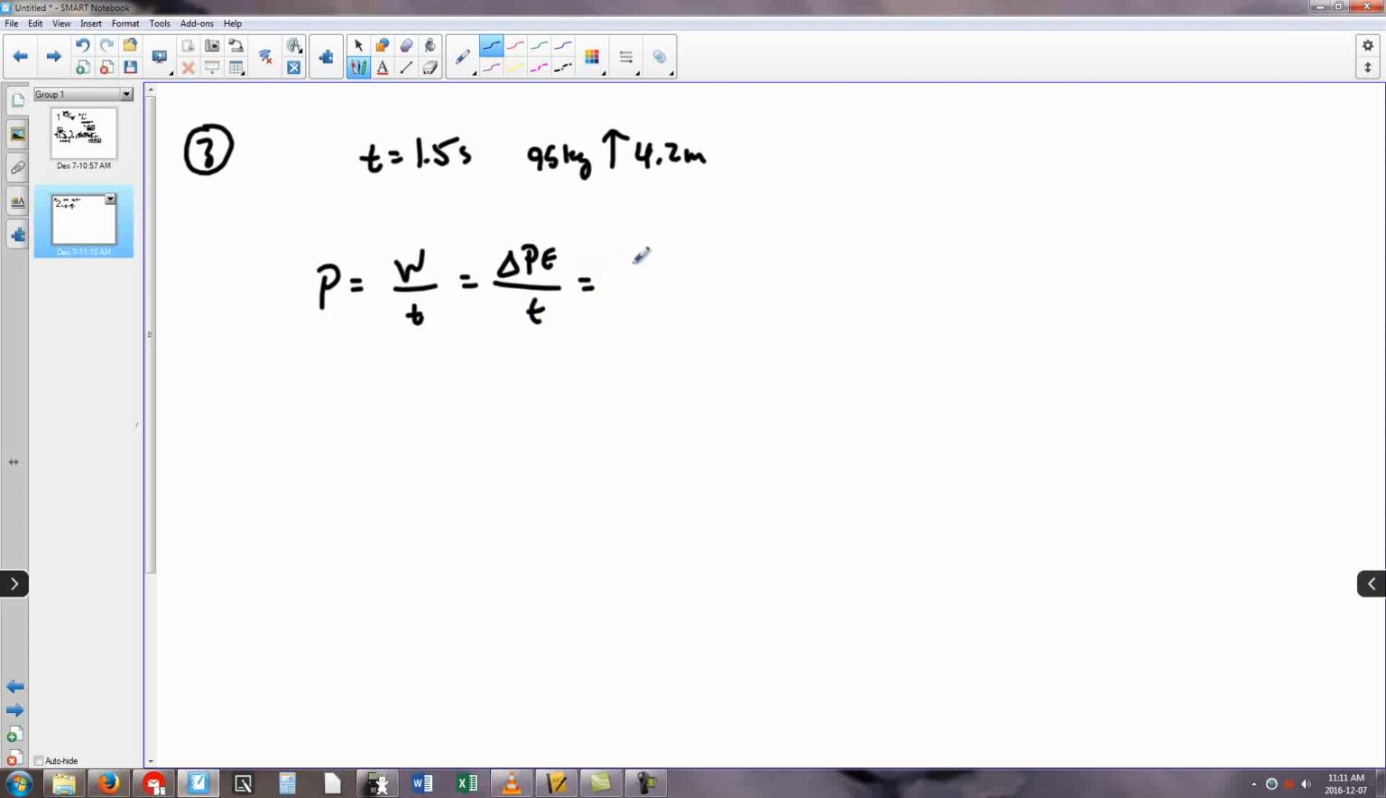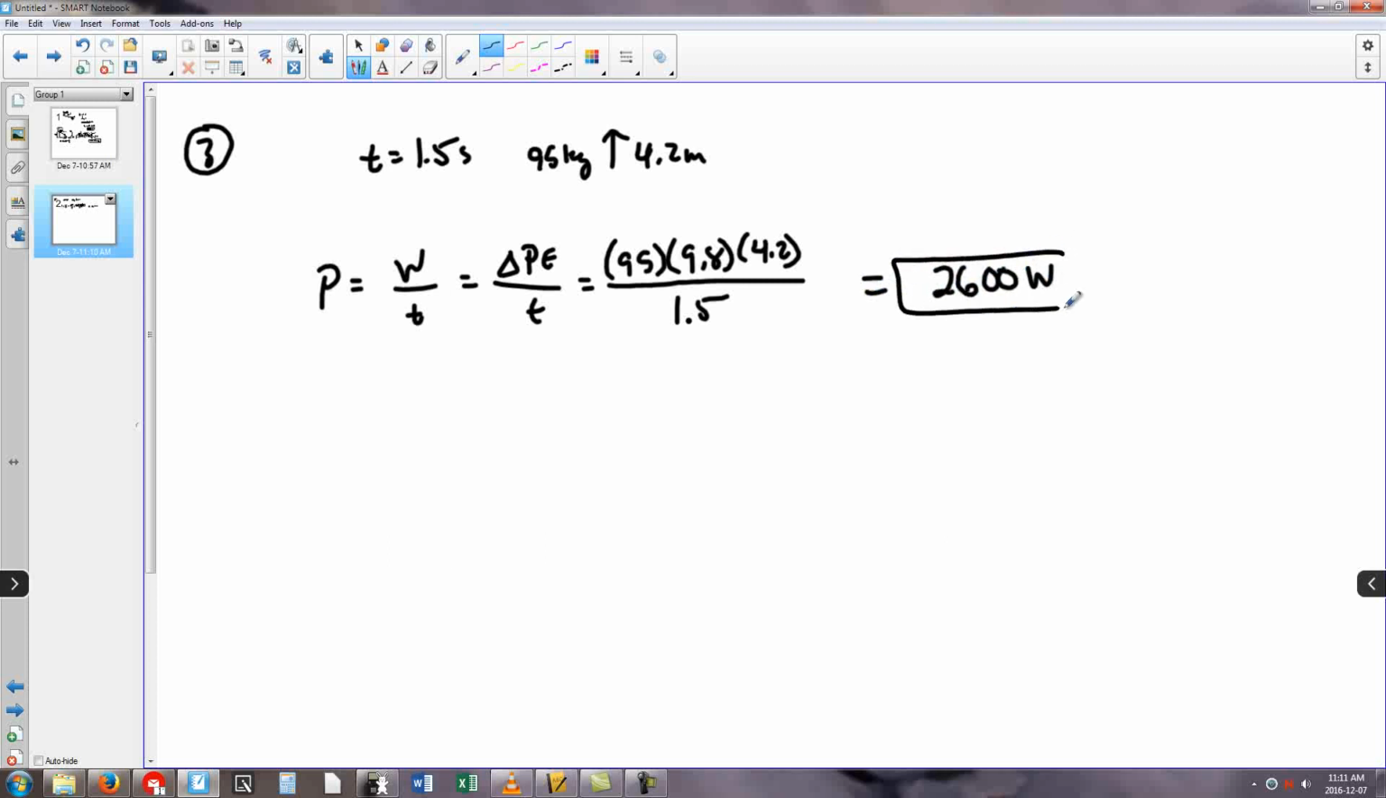The change in potential energy is going to be mg times the change in height. M being 95, g being 9.8 of course, and then the change in height is 4.2. All of that divided by the time it takes to do that, 1.5. If I throw that in the calculator, I get roughly, when I round, 2,600 watts of power.